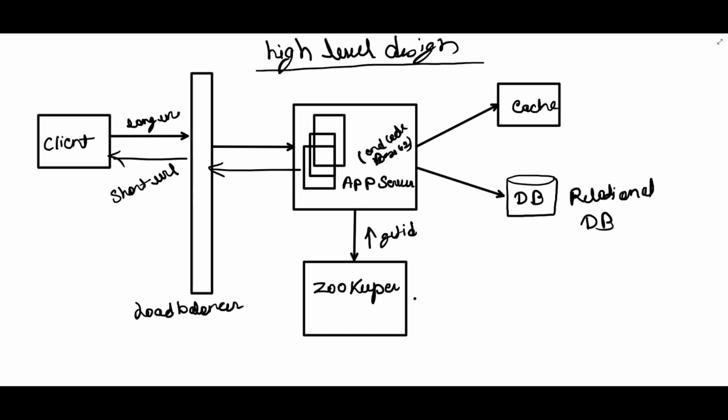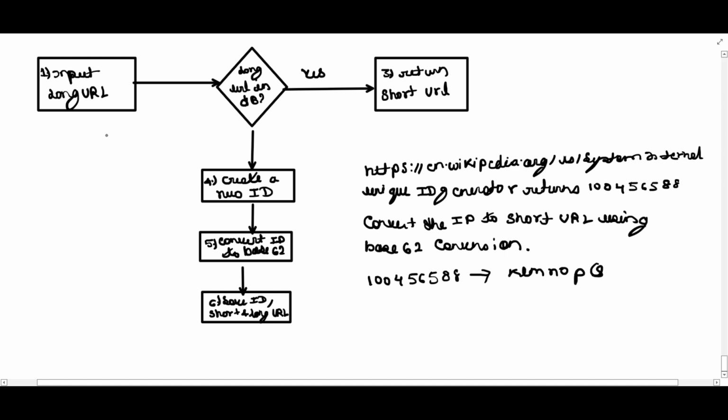But this is the high level. This is just explaining how we are saving it and returning the response and the status code and all. So let's see one flow chart as well. So this is the flow chart.